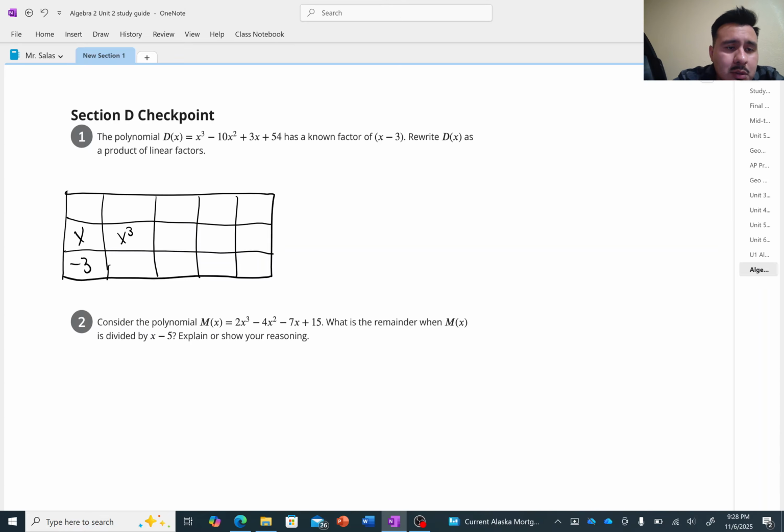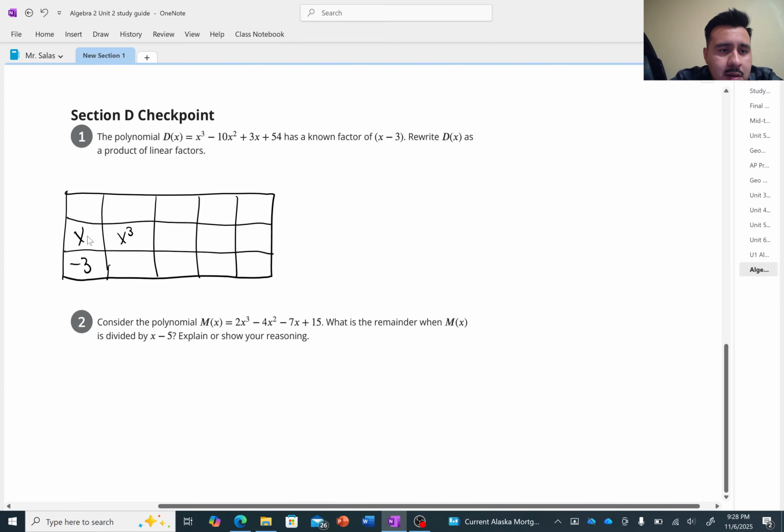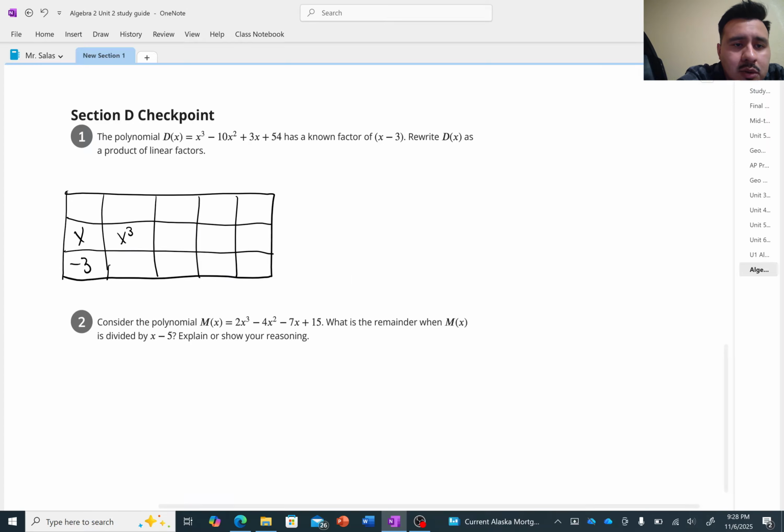So what can I multiply to my x to make it an x to the power of 3? In this case, I can multiply by an x to the power of 2. X to the power of 2 times x gives me x to the power of 3. X squared times negative 3 gives me negative 3x squared. Again, I know that the diagonals are going to add up to give me the negative 10x squared. So what do I need to add or subtract to negative 3 to make it a negative 10? I need to add a negative 7x squared, right?